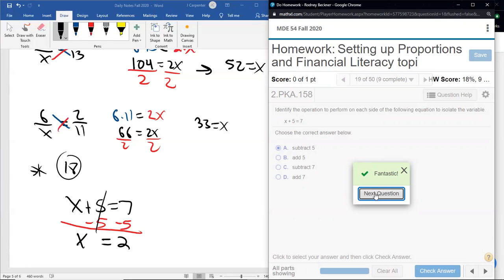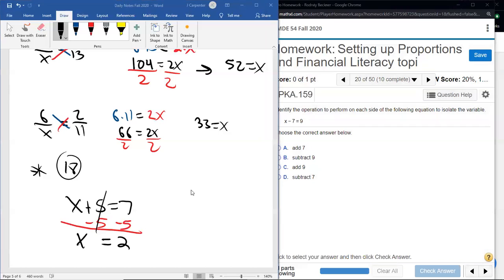But you don't want to just work randomly and do whatever you want to do. You got to work with purpose. So you got to think about, what am I trying to get rid of? I'm trying to get rid of the plus 5, so I need to do the exact opposite of plus 5, which is minus 5. If that was X minus 5 originally, I'd need to add 5 to both sides to get rid of it.